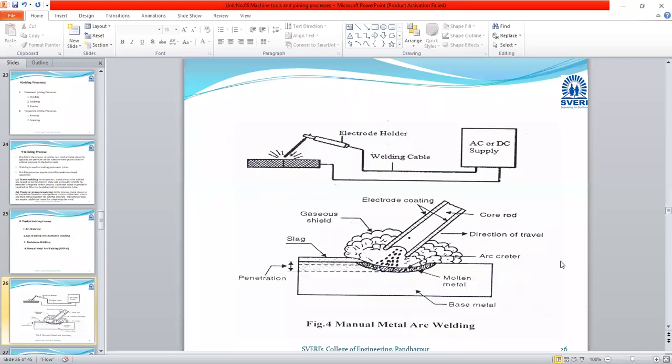Okay, completed. Draw these diagrams. You have to draw these diagrams in assignment number 2 also.